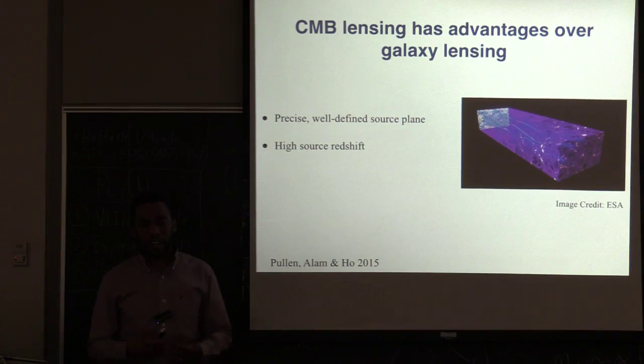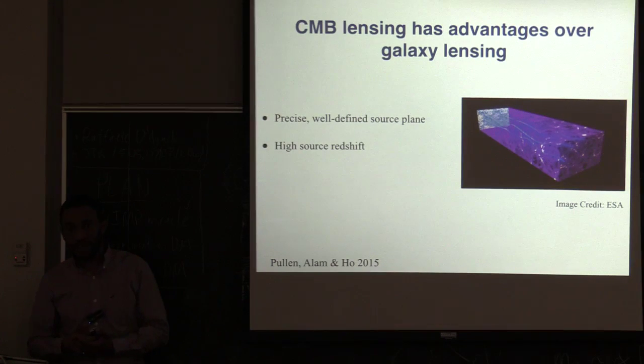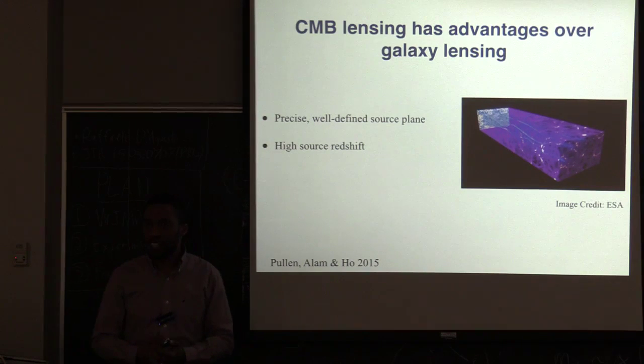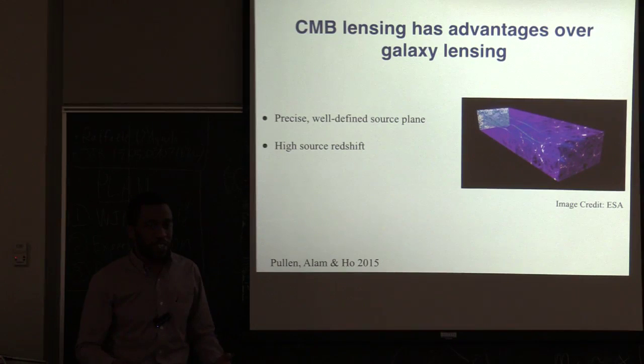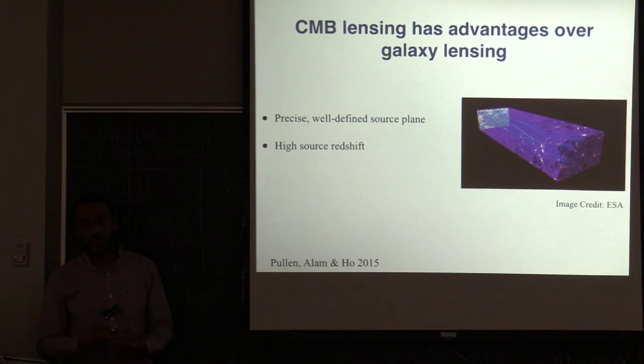Secondly, the redshift of the CMB is very high. You're not limited by the redshift of the background source, unlike in galaxy lensing, where the background galaxies are right now around redshifts of 0.7, maybe out to 1. And we hope, in galaxy surveys like Euclid, to get out to a redshift of 2 or 2.5. And so they're indeed limited in redshift in a way that the CMB is not.